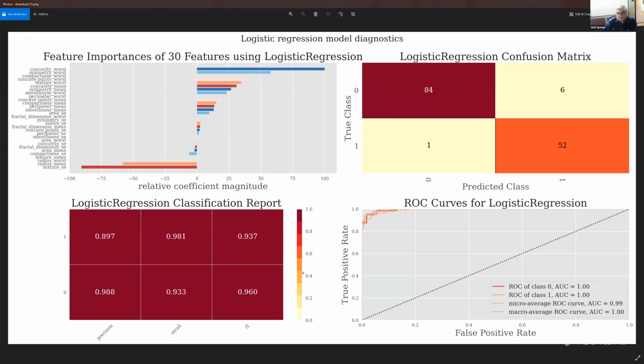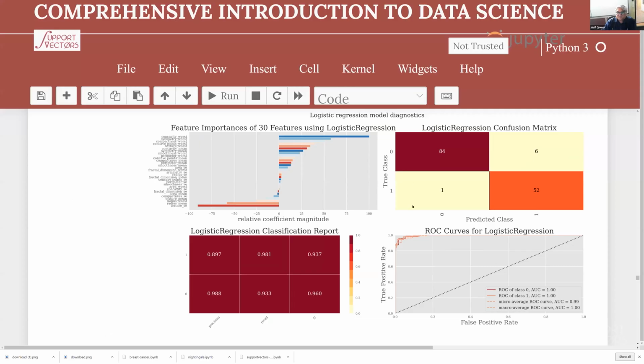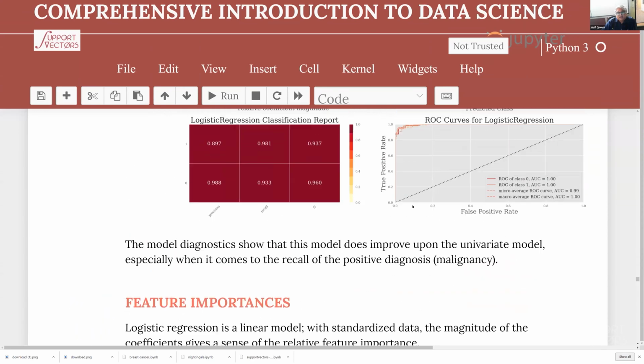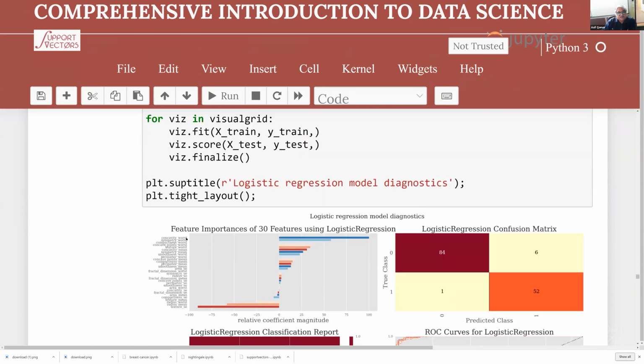The numbers are beginning to look very good, even with simple logistic regression directly applied. How does the ROC curve look, guys? Very good. Very, very good. It's hugging the top left-hand corner. And so this is all very encouraging. Now, what are the feature importances? You notice that this one seems to say concavity worst and texture SE are the most important factors.